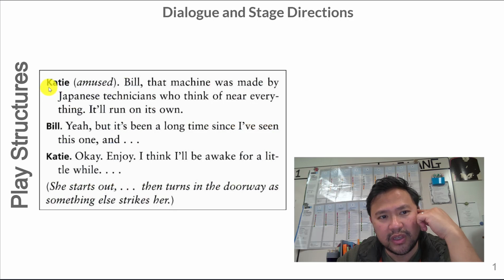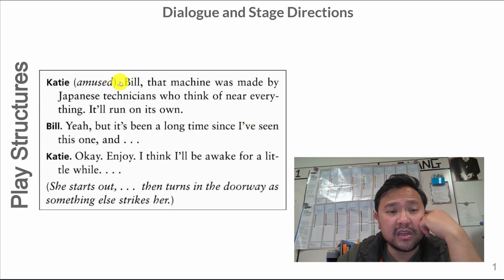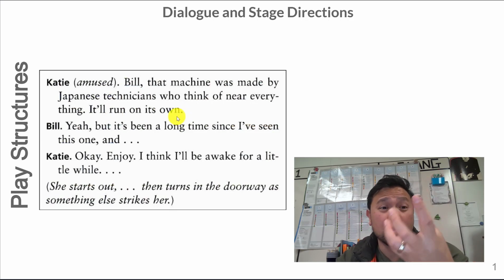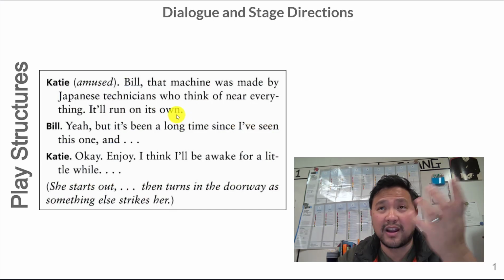So, in this example here, you have these characters in the boldface type. And usually, after the characters, you're going to see a period. And in other circumstances, you'll see a colon. And then what follows after that is usually the dialogue. Those are the lines, those are the words that the character or the actor has to say.